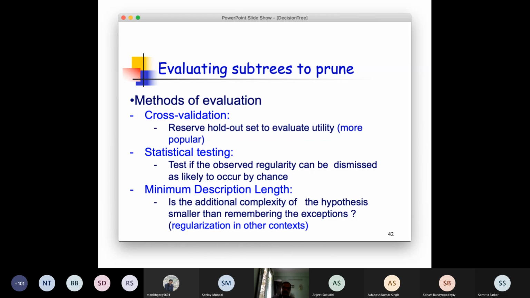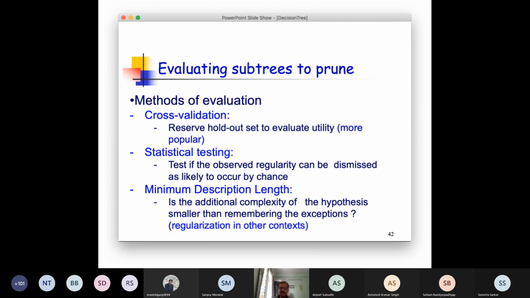The other strategy is minimum description length. This is considering the overall size of the tree. I mentioned it maybe in the last class also. While pruning the tree, you are reducing the size of the tree, and that gives you the description. A tree has a description in the encoded space, and when you are removing any node, naturally the description length is going to be minimized. And you can see that this complexity is smaller than remembering the exceptions.